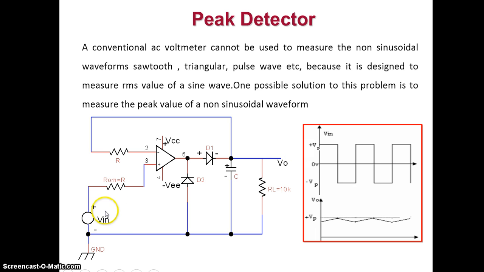Now see what happens during the negative half cycle. During the negative half cycle, the output at pin number 6 will be negative. Diode D1 will be off, or reverse biased, and diode D2 will be on. At that time, the capacitor will start discharging through the resistor RL. Now, we make the operation in such a way that the charging time is much lower than the discharging time. I will explain one more time very clearly.